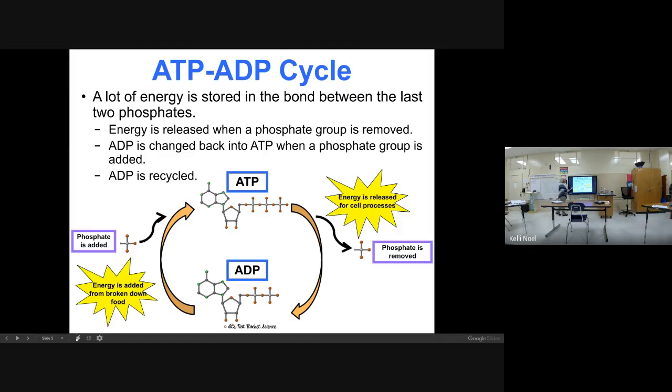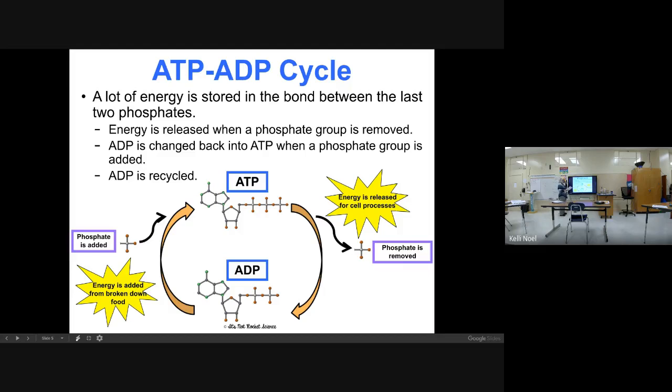And so a lot of times we'll use a scenario of a rechargeable battery in this to represent ATP. So ATP would be the battery fully charged. ADP would be the battery needing to be charged. So this is sort of the energy currency of living things.